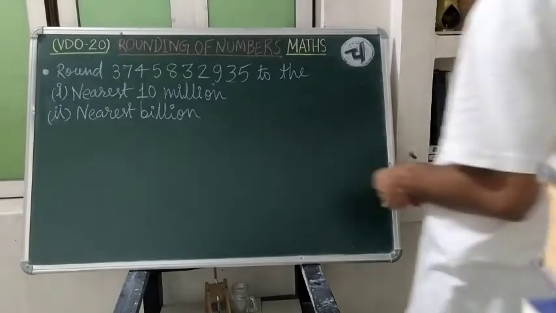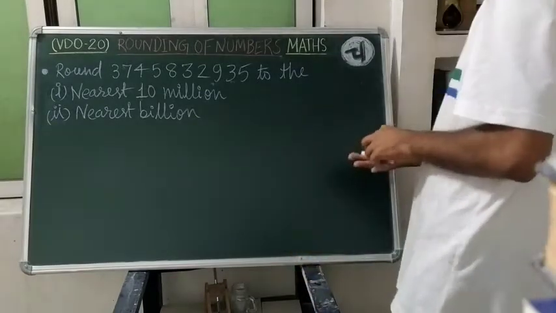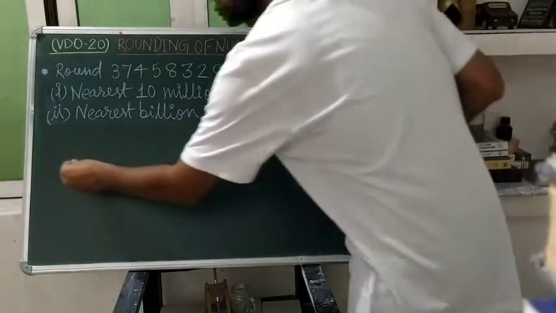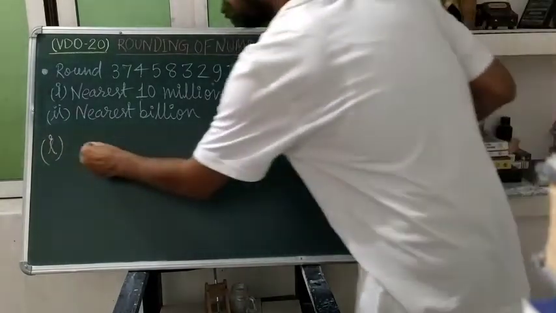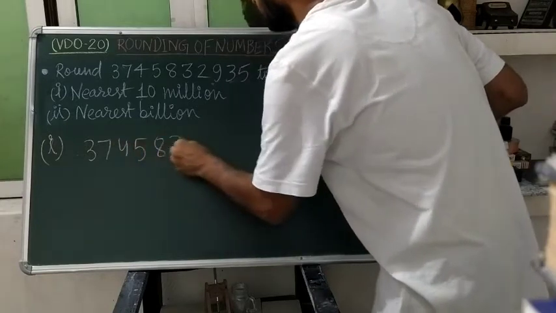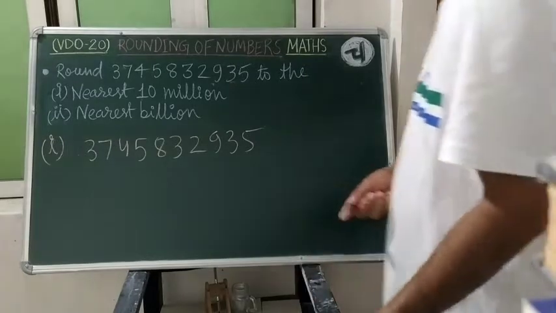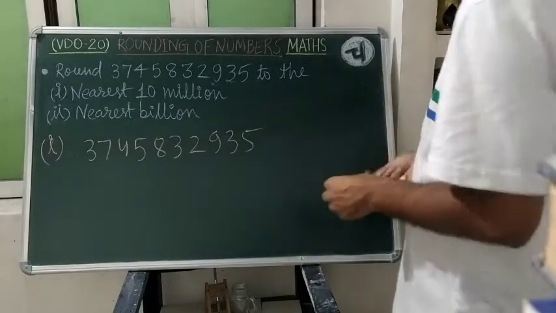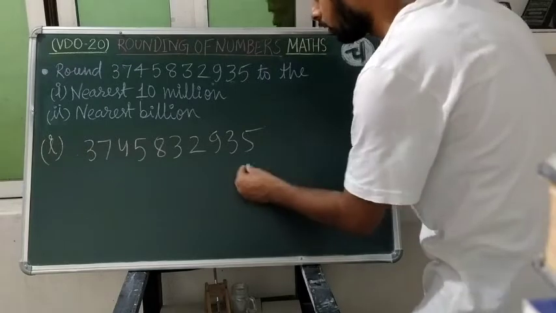The next problem is to round this number to the nearest 10 million and nearest billion. So for this we shall solve the first one first. For that we will select the number. This is nothing but our 374,583,2935. So we want to round it to the nearest 10 million. So first we shall write this; 10 numbers are present.